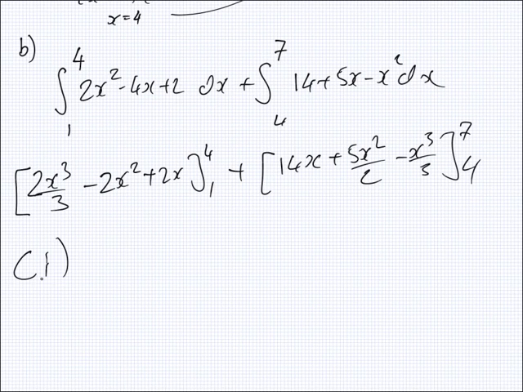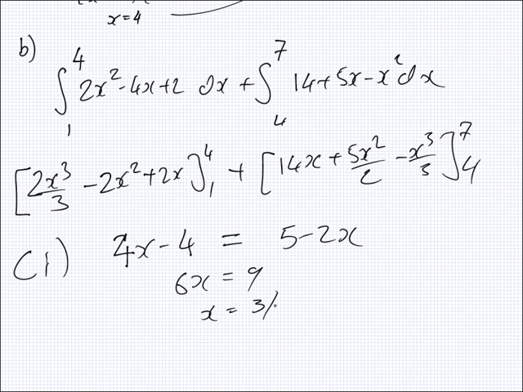C part 1 was they want to know where the two tangents are parallel. So how do you find where the two tangents are parallel? And what do you do with dy dx if they're parallel? You say the derivatives, that's 4x minus 4, should equal 5 minus 2x. If they're parallel, then the dy dx for each of them should be equal. Okay? So what do we get here? 6x equals 9, x equals 3 over 2.